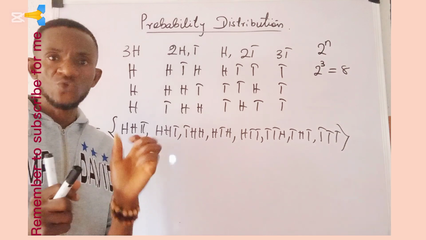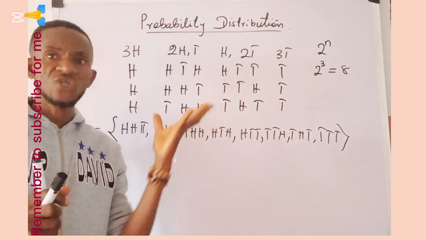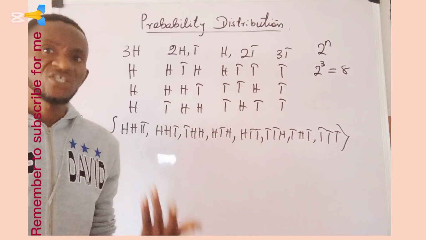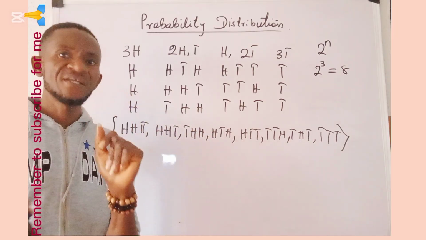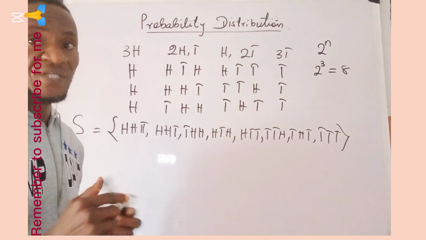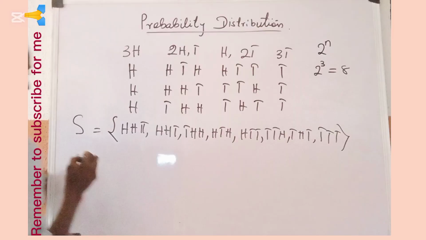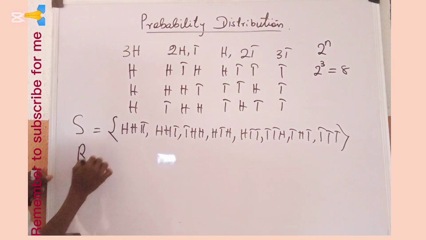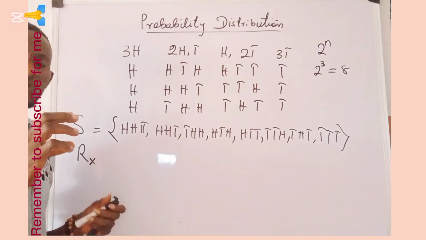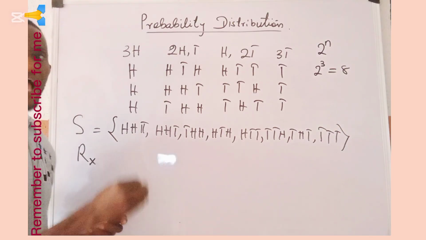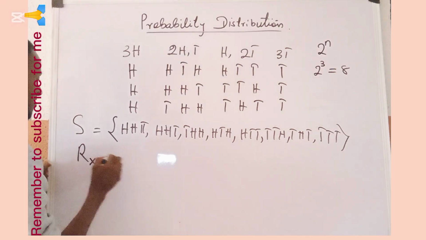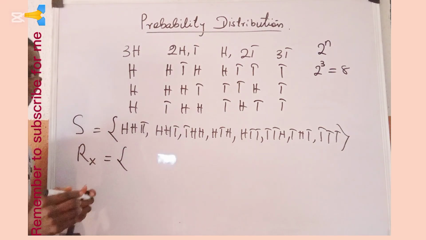Because our interest is to obtain the distribution of the toss of the three fake coins, we are going to talk about what we call the range space. And when we want to determine the range space, look at what we are going to do. Let us represent the range space with capital R subscript X. Our interest now is to know the number of heads that we are going to have from this sample space.